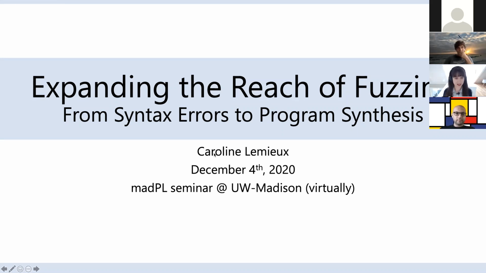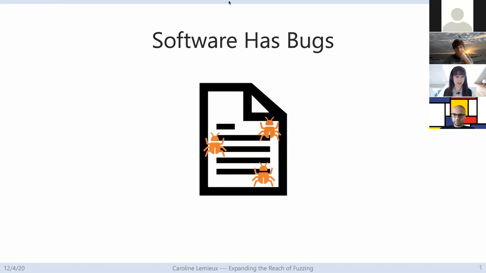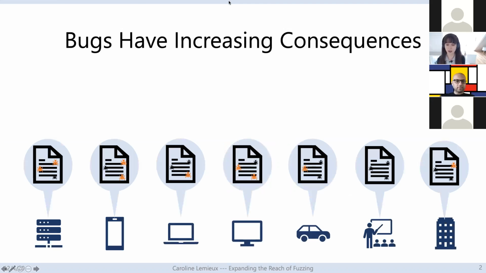So before I talk to you about all my work on fuzzing, we'll need to get on the same page about something, and that is that software still has bugs. And the reason I care about this is because software is becoming increasingly pervasive throughout all different aspects of our lives, and so these bugs have increasingly severe consequences.